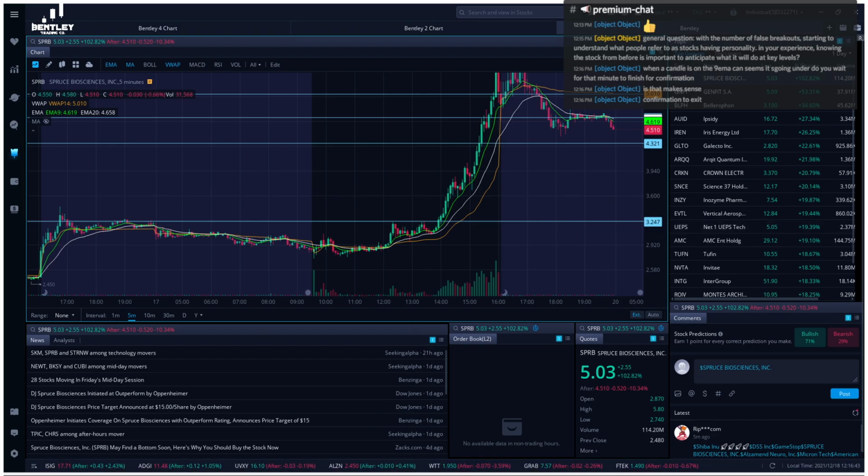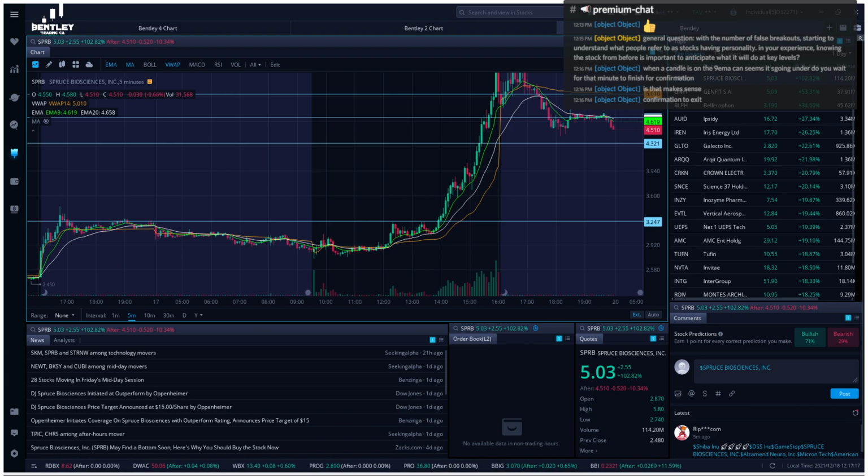When a candle is on the 9 EMA, it's going under, do you wait that minute to finish for confirmation? Yes. You're gonna want to see a candle open under the 9 EMA to confirm that it's bearish. All right. The next one is going to be confirmation to exit on the 9 EMA when a candle opens below it. The next one is going to be pattern recognition.